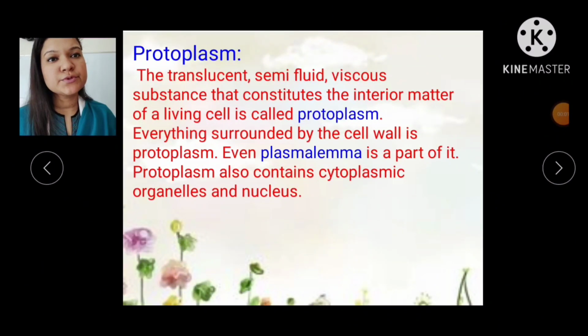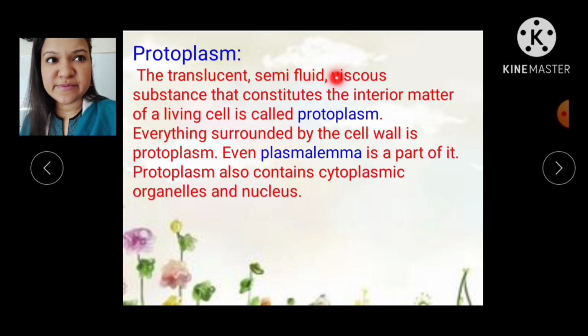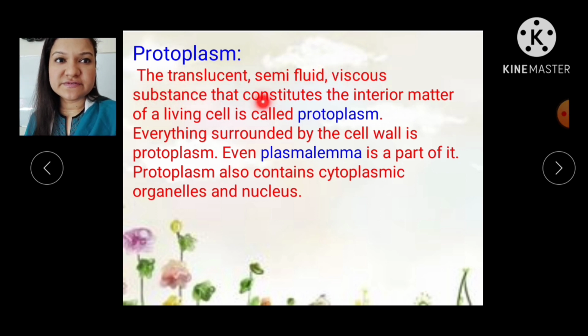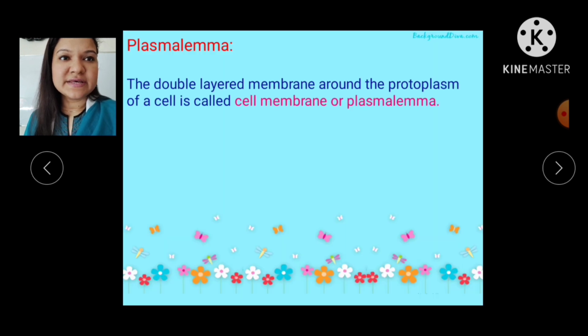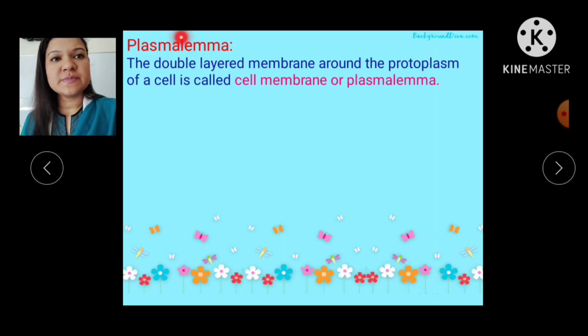Now we will go for protoplasm. The translucent semi-fluid viscous substance that constitutes the interior matter of a living cell is called protoplasm. Everything surrounded by the cell wall is protoplasm. Even plasmalemma is a part of it. Protoplasm also contains cytoplasmic organelles and nucleus. And then I will go for plasmalemma.